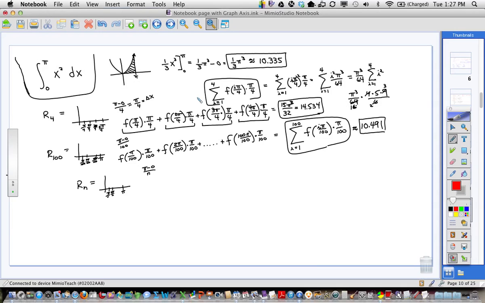So I'm not even going to write out the whole expansion. Since we have these other ones up here, we can tell what it's going to be. It's going to be f of pi over n times pi over n, f of 2 pi over n times pi over n, right? You can see what it's going to be. So I think we can go right to the sigma. It's going to go from 1 to n of f of i pi over n times pi over n.